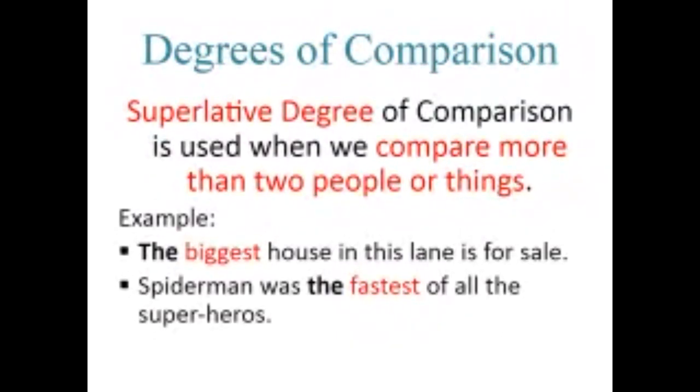right? Now, if I ask you what will be the positive degree of comparison for the word big, that remains the same. The positive degree would be big, the comparative, bigger, superlative, biggest. Similarly, for fast, positive degree is fast, comparative degree is faster, and the superlative degree is fastest, right? Let's move on to the next one.